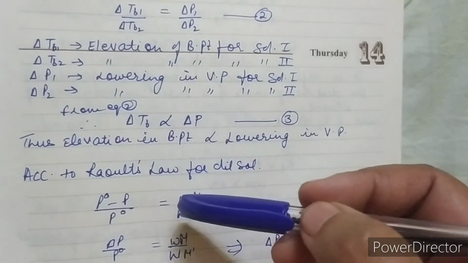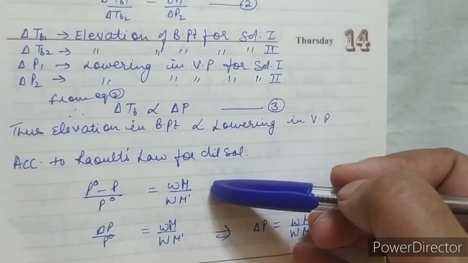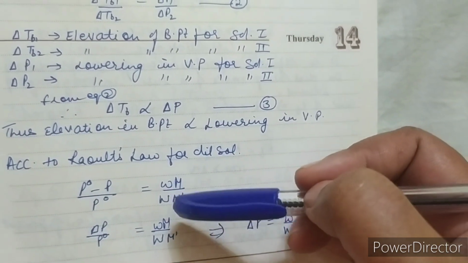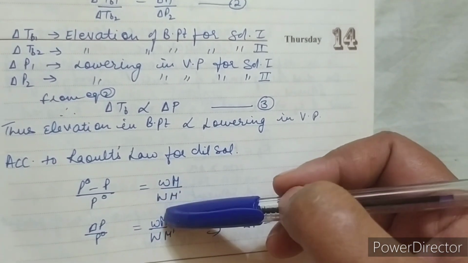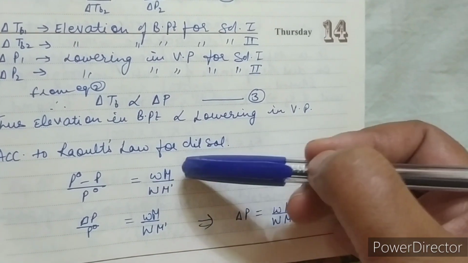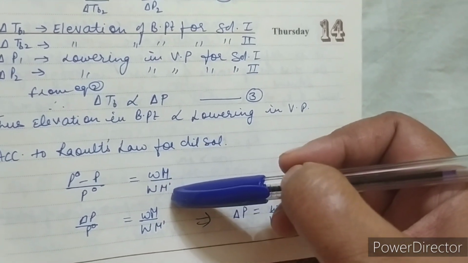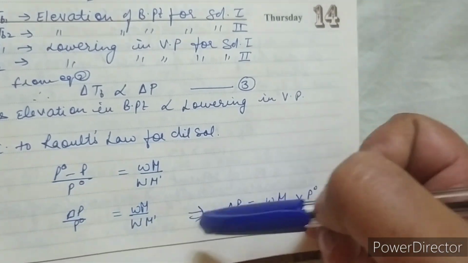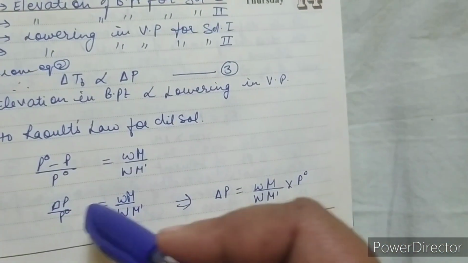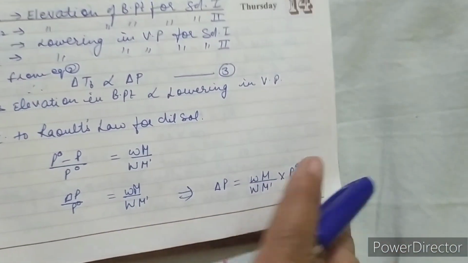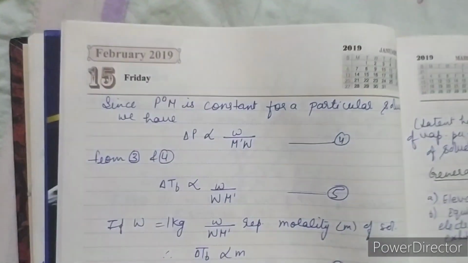Now as we have already discussed in the previous video, according to Raoult's law for dilute solution, this was the formula: P naught minus P upon P naught is equal to small w into capital M upon capital W into M dash, where this is the weight of solute, weight of solvent, this is molar mass of solute, and this is molar mass of solvent. Now here we can replace this with del P, and this is P naught, similar fraction. Now if you have to find the del P, you can put this P naught here, multiply it, and you will get the del P.